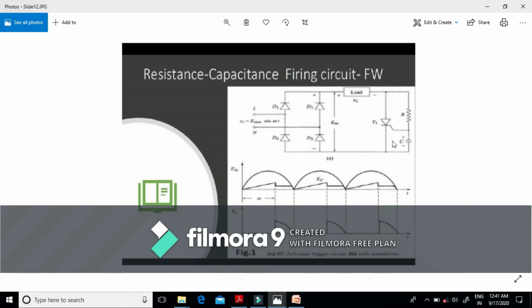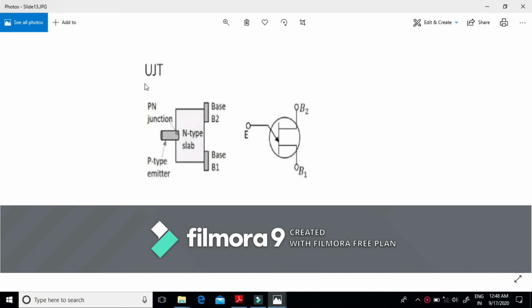The conduction of the SCR is controlled simply by changing the resistance R. By changing the resistance, we can change the charging rate of the capacitor, or we can say alpha can change. Lesser the value of resistance, lesser will be the value of alpha, or we can say it can quickly charge up to that VGT value. Similarly, higher the value of resistance, higher will be the value of alpha, and lower will be our average output voltage.